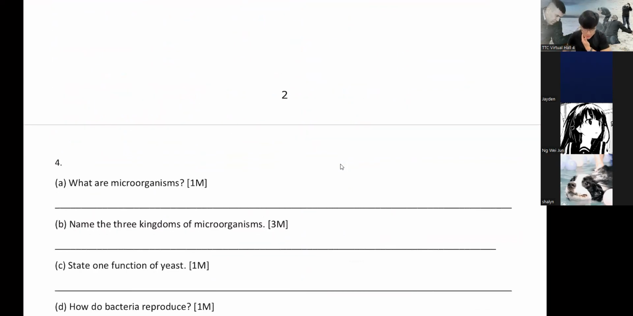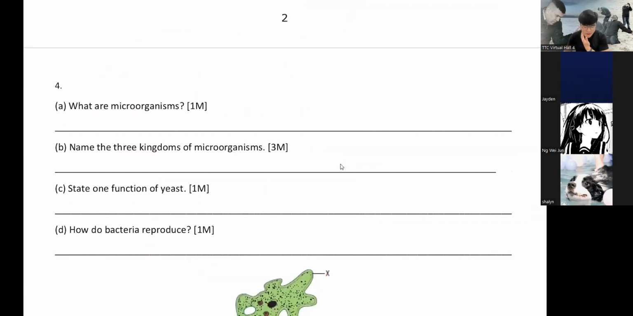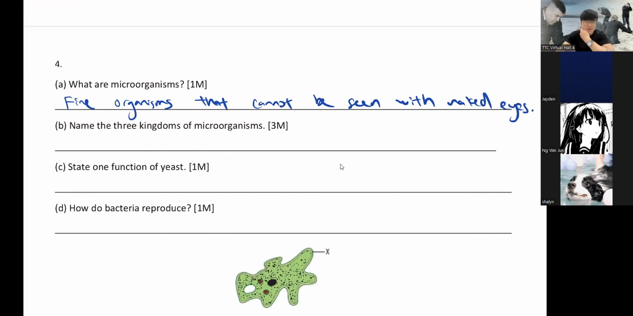Okay, so next, moving on, let's go to number 4. Let's talk a little bit about microorganisms. So what are microorganisms? Microorganisms are very small organisms that we cannot see with our eyes. They are organisms that cannot be seen with naked eyes. You have to use a microscope. That's why you need a microscope to see microorganisms. Micro means they're very small.